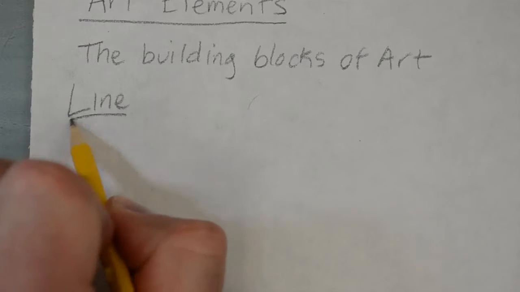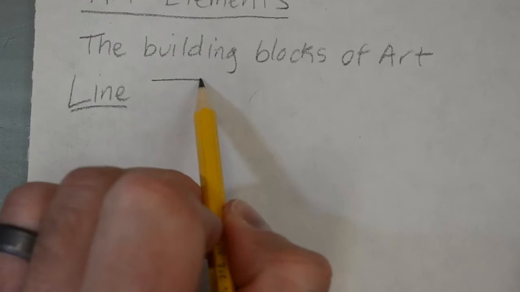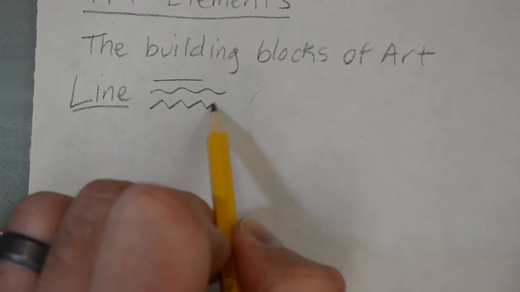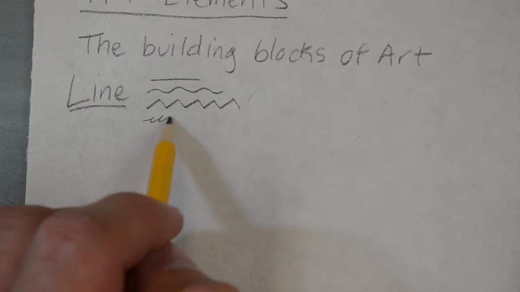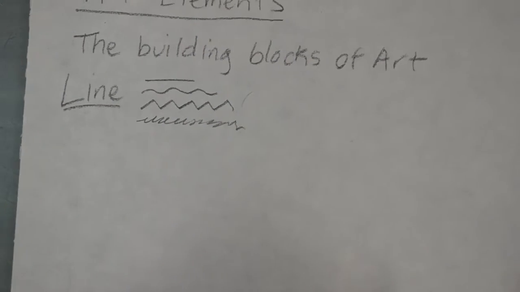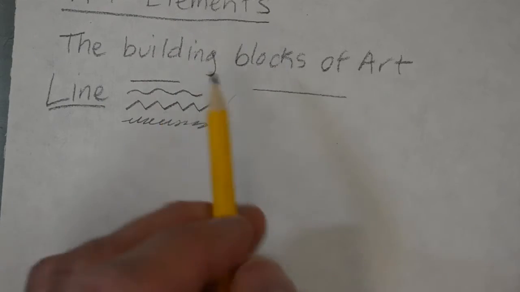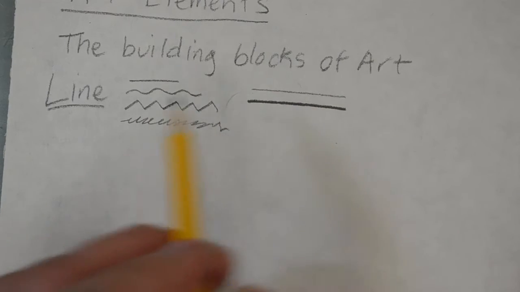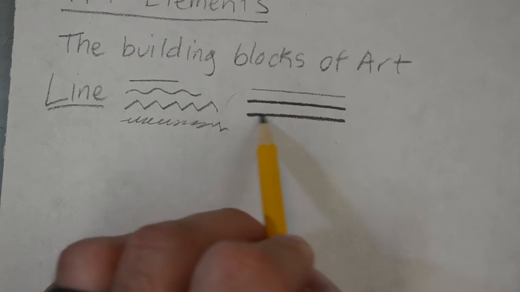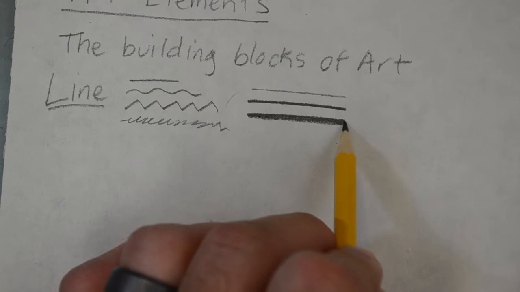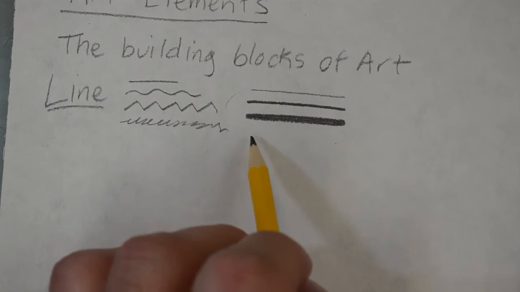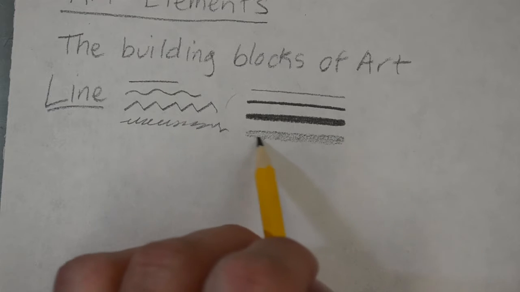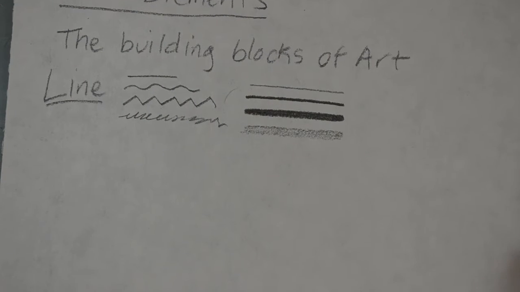The first element of art is line. We all already know what line is. It's the most basic art element. Line can be 2D when it's just a mark on a paper, or line can be 3D when it's found in nature or in sculptures. There's a great variety of types of lines: straight lines, wavy lines, zigzag lines, scribbles, thin lines, thick lines, dark lines, light lines. We use this most basic art element to do a lot of different things in art.